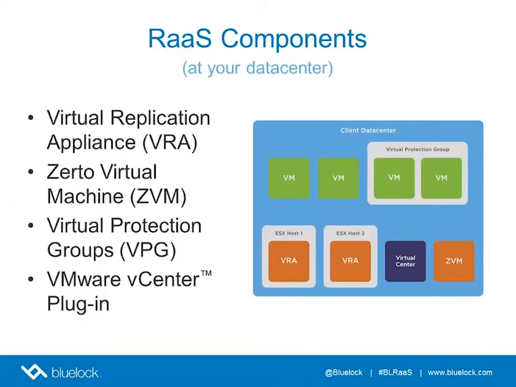The components that are involved in your data center, in your vSphere environment, consist of a handful of things. There is a virtual replication appliance called a VRA, and that's what actually moves the data back and forth between the vSphere environment you're protecting and the Bluelock RaaS environment. There's a component called the ZVM.